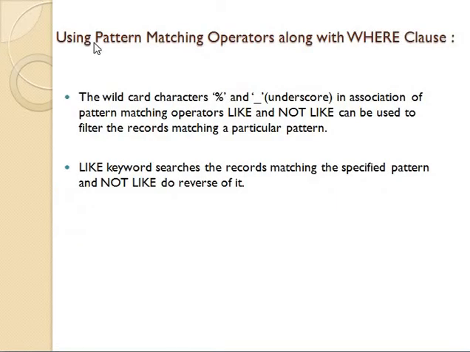Now let's come to know how to use the pattern matching operators along with the where clause. The wildcard characters percentage and underscore, in association with pattern matching operators like LIKE and NOT LIKE, can be used to filter the records matching a particular pattern. The LIKE keyword searches the records matching the specified pattern, and the NOT LIKE keyword does the reverse of it. In the next slide, I will show this with the help of an example.